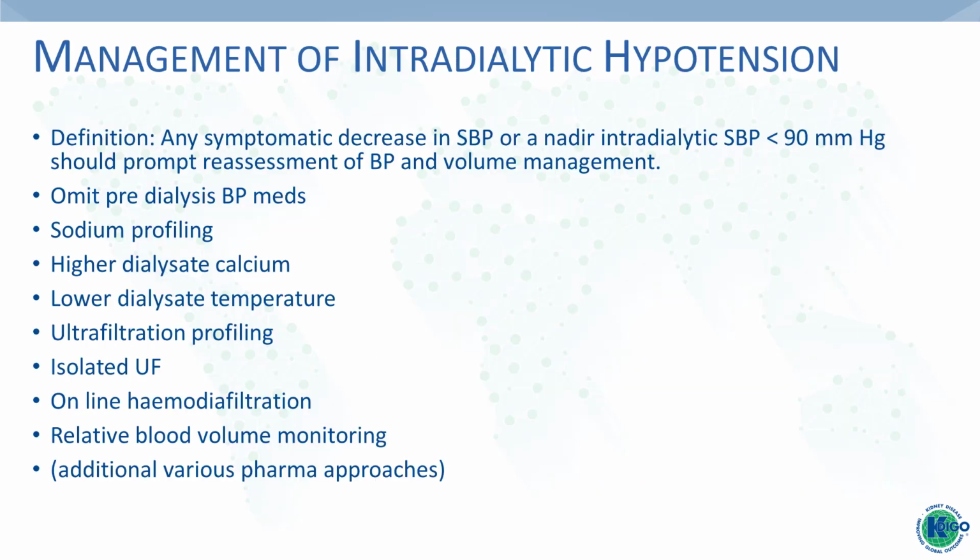So if we look at intradialytic hypotension, there are several different definitions, but the one that I've used here is any symptomatic decrease in systolic blood pressure or a nadir intradialytic systolic blood pressure of less than 90 millimeters of mercury that requires attention. The commonest cause of intradialytic hypotension is an ultrafiltration rate that exceeds the corresponding plasma refilling rate long enough to reduce the plasma volume to a critical level.